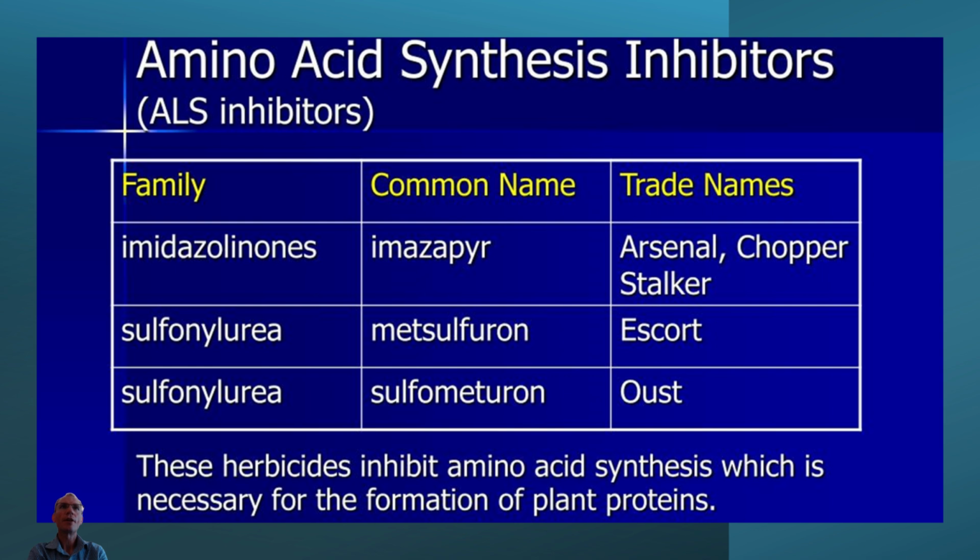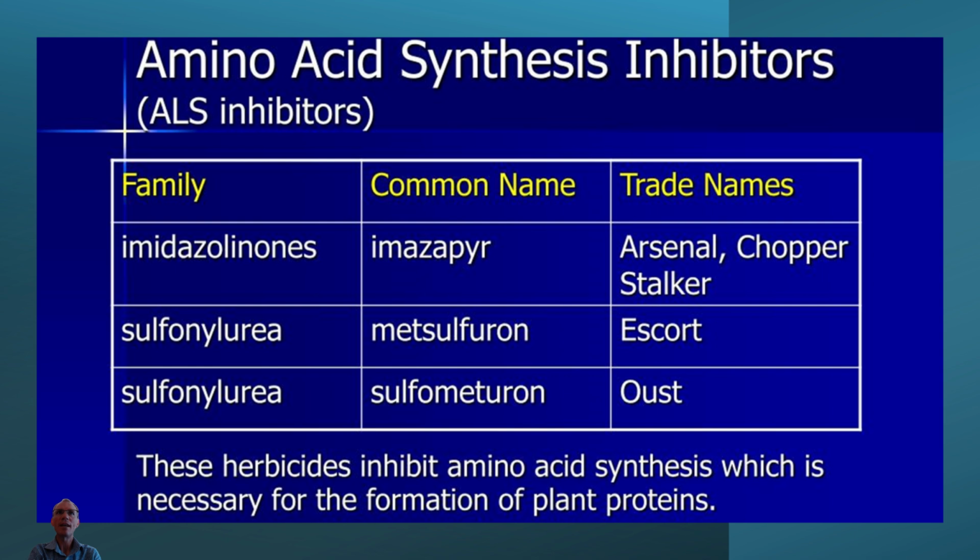Here's a chart on amino acid synthesis inhibitors, ALS inhibitors. We're going to show the family, the common name, and the trade name. Family, imidazolinones, common name, imazapyr, trade names, Arsenal, Chopper, Stalker. Family, sulfonylurea, common name, metsulfuron, trade names, Escort. Family, sulfonylurea, common name, sulfometuron, trade name, Oust.